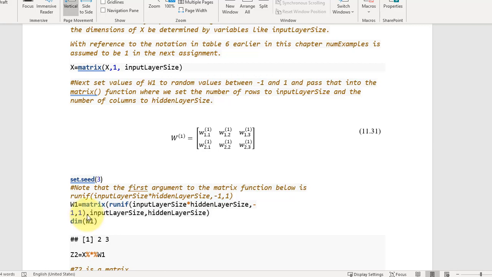And then we have to say the row size and the column size, and the row size is the input layer size 2, the hidden layer size is 3, at least as we defined it up above. So we'll have created a matrix like this with random numbers for each of these entries. So that's the way we want to start out.